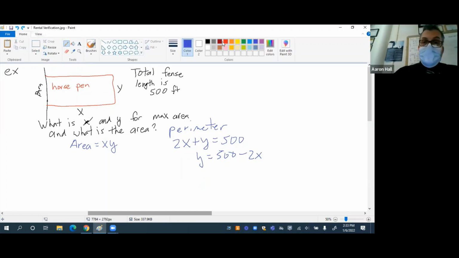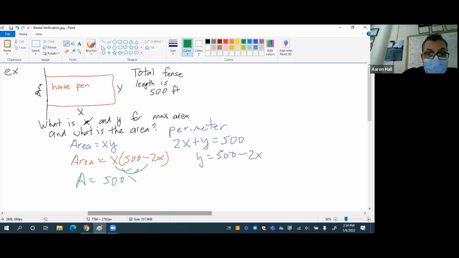So I'll use a different color. And so I have the area equals X times 500 minus 2X. Now what? All right, let's distribute. If I distribute, that's going to give me that the area equals 500x minus 2x squared. Now what?